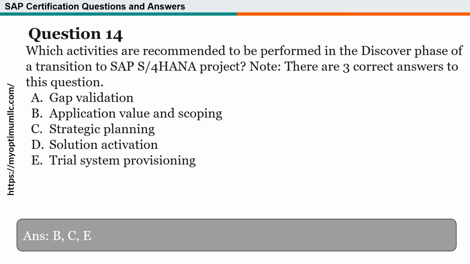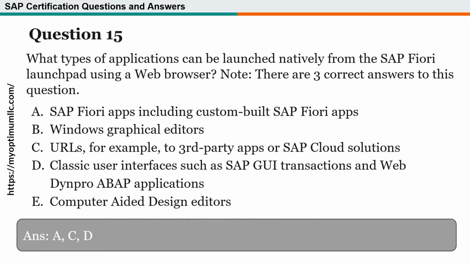project? Note, there are three correct answers to this question. A. Gap validation. B. Application value and scoping. C. Strategic planning. D. Solution activation. E. Trial system provisioning. Question 15.